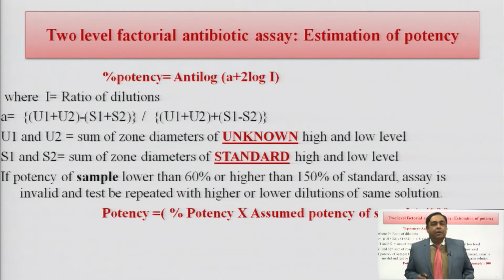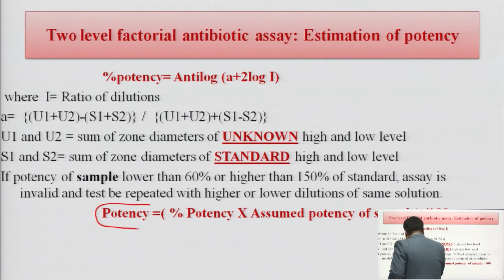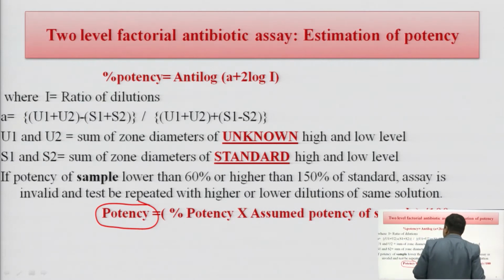We are measuring what we are calling potency. Potency we want to measure. So, let us see the formula first of all. Percentage potency is defined as anti-log of A plus 2 log I.